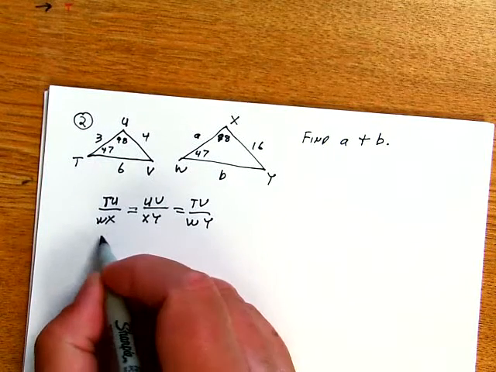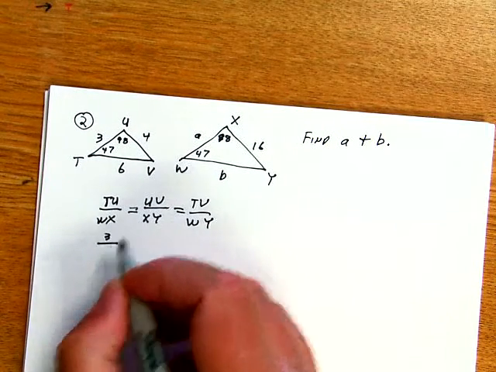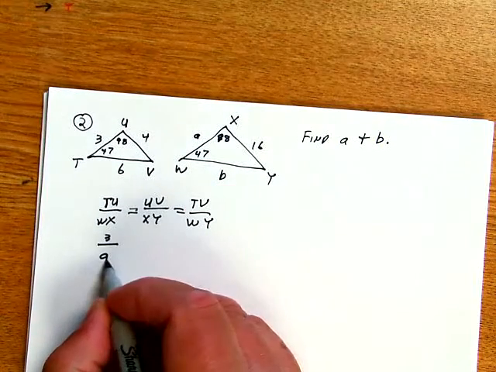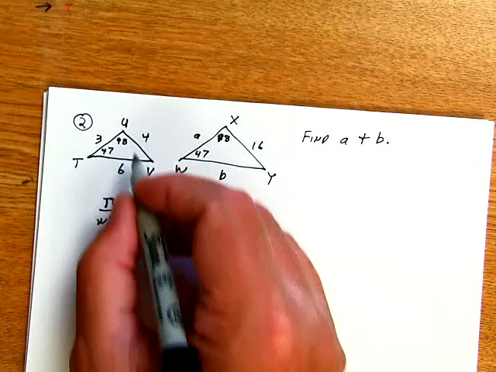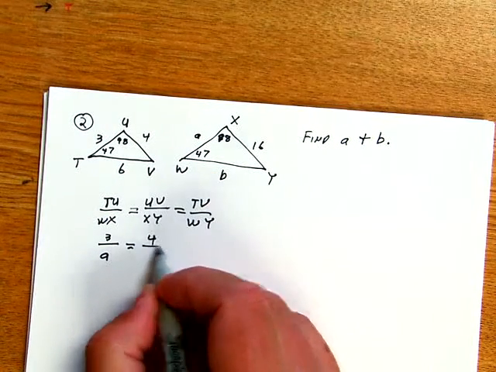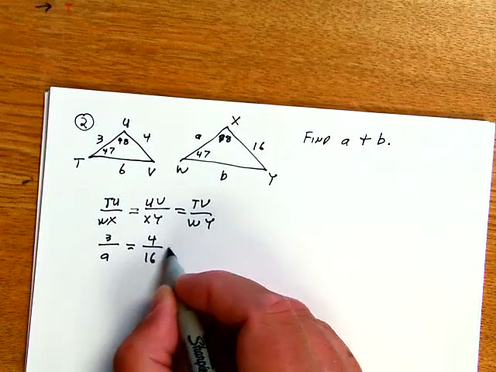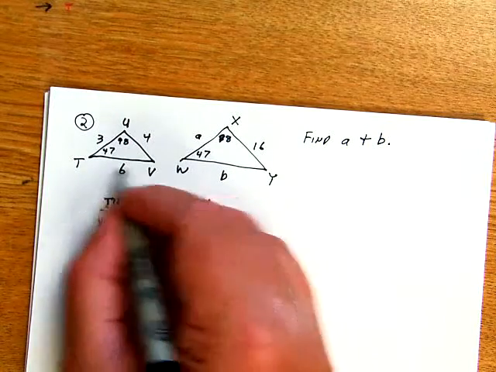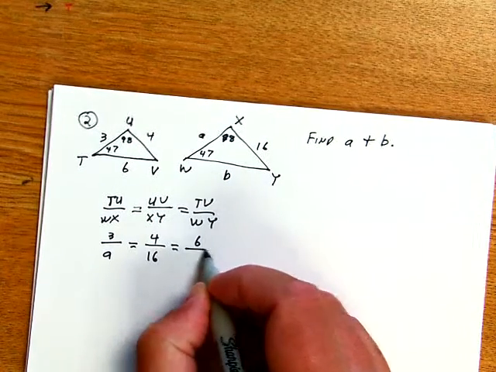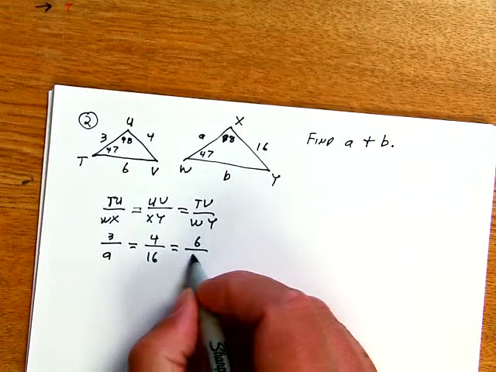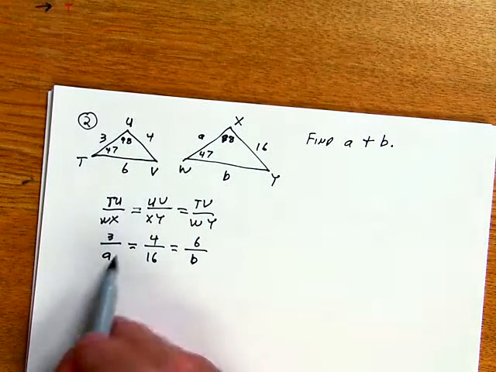TU is 3 over A. UV is 4. And XY is 16. TV is 6 over WY, which is B. So we're looking for A and B.